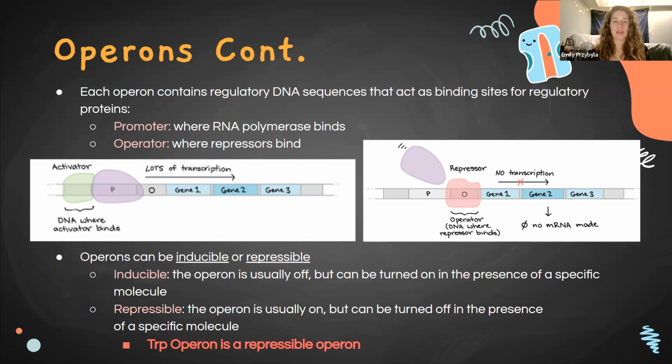So, inducible and repressible. Inducible means it's usually turned off, but if something comes in, a protein or a molecule, then we turn it on. Repressible means it's always on, but it can be turned off if there's a certain molecule or protein. So we're going to talk about the trp operon. It's repressible. So the trp operon is usually on, but in the presence of tryptophan, it can be turned off. And we'll get into that.